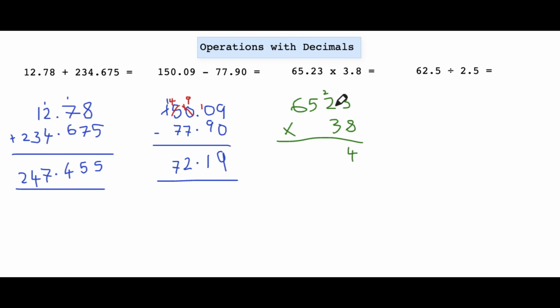8 times 2 is 16. 16 plus the 2 we carried becomes 18. 8 carry 1. Now 8 times 5 is 40. Plus the 1 we carried becomes 41. That is 1 and we carry the 4 there. 8 times 6 is 48. 48 plus 4 becomes 52. Alright, and we move on to the 3.